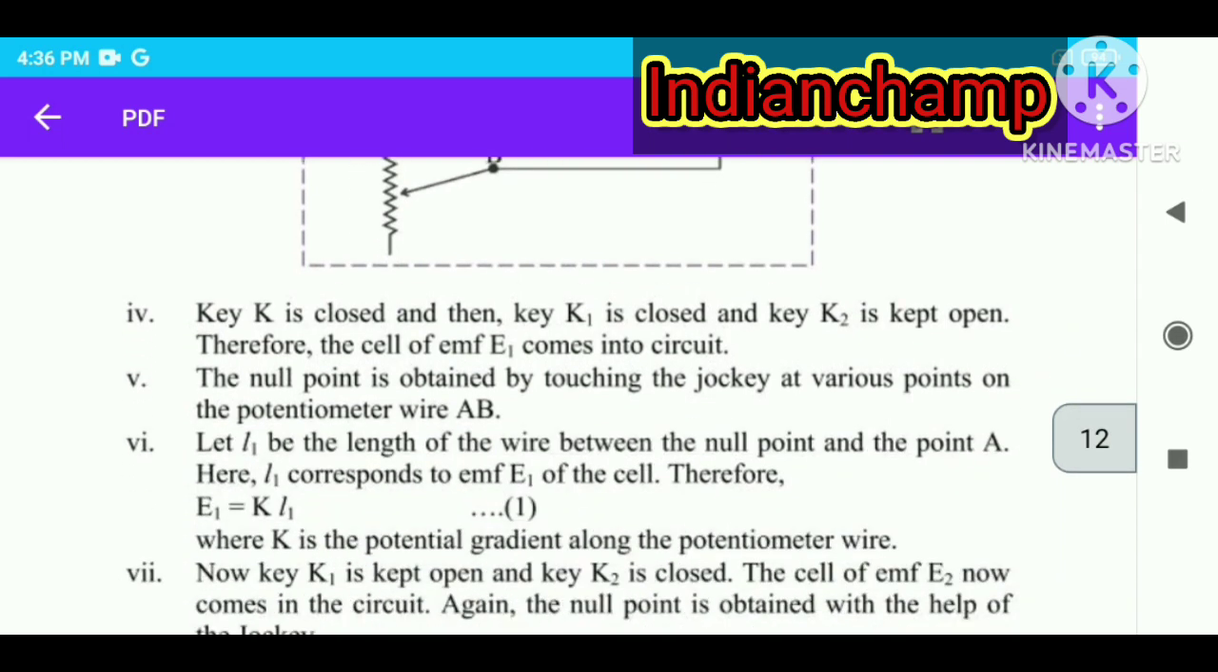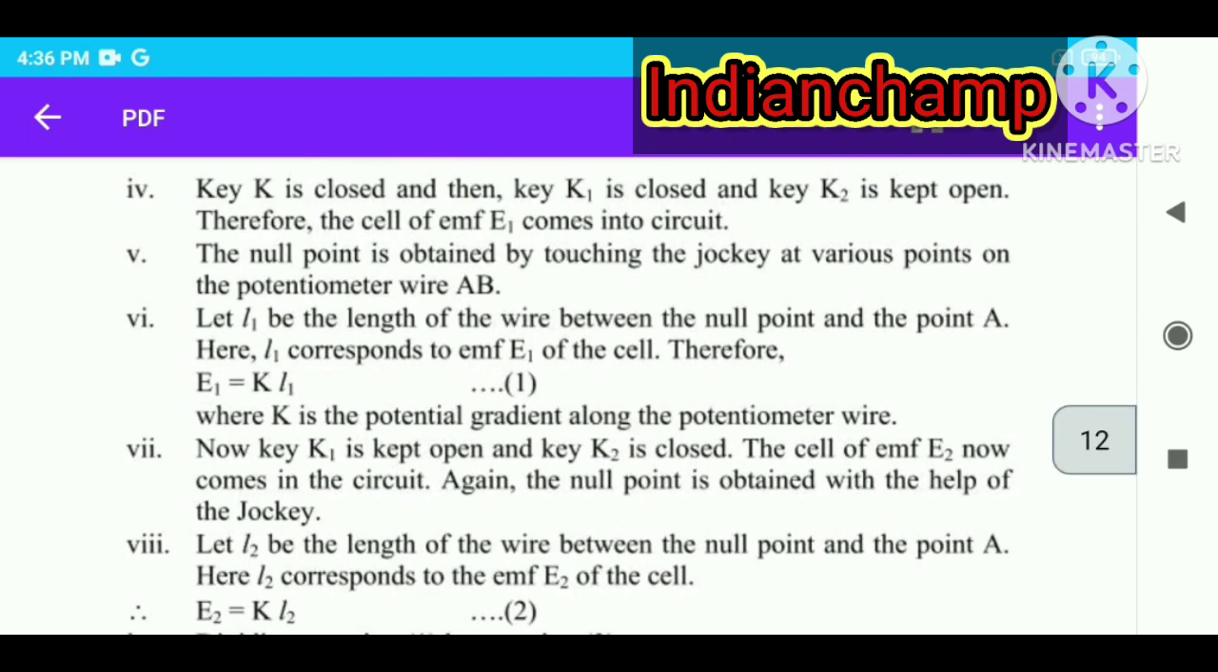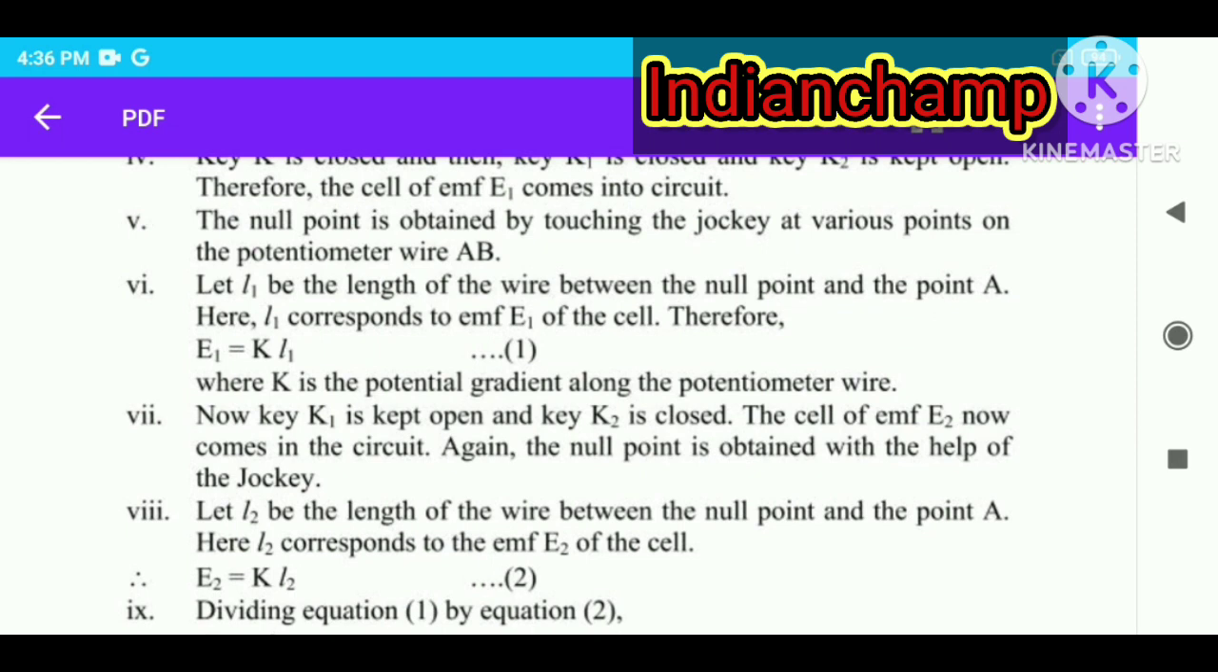Fourth, key K is closed and then key K1 is closed, and K2 is kept open. Therefore, the cell of EMF E1 comes into the circuit. Fifth, the null point is obtained by touching the jockey at various points on the potentiometer wire AB. Sixth, let L1 be the length of the wire between the null point and point A. Here L1 corresponds to EMF E1 of the cell. Therefore, E1 is equal to K L1, equation first, where K is the potential gradient along the potentiometer wire.